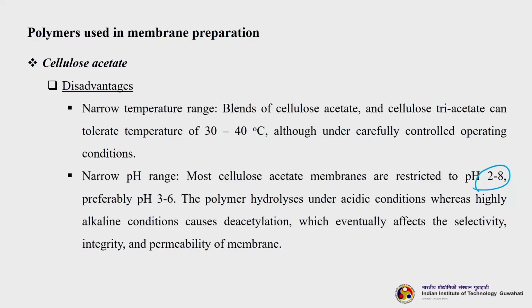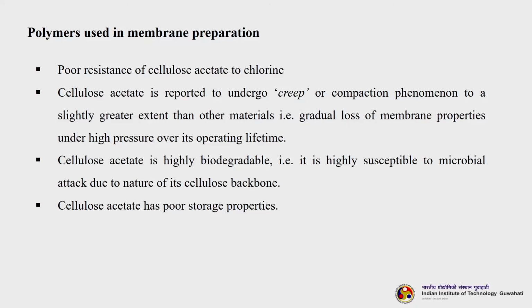So, then the cellulose acetate will go back to cellulose actually, which eventually affects the selectivity, integrity and permeability of the membrane. Another disadvantage of cellulose acetate is its poor resistance to chlorine. Many times chlorine is present in water and wastewater. So, when you are using cellulose acetate for such water or wastewater treatment, the presence of chlorine will create problems for this type of membrane.